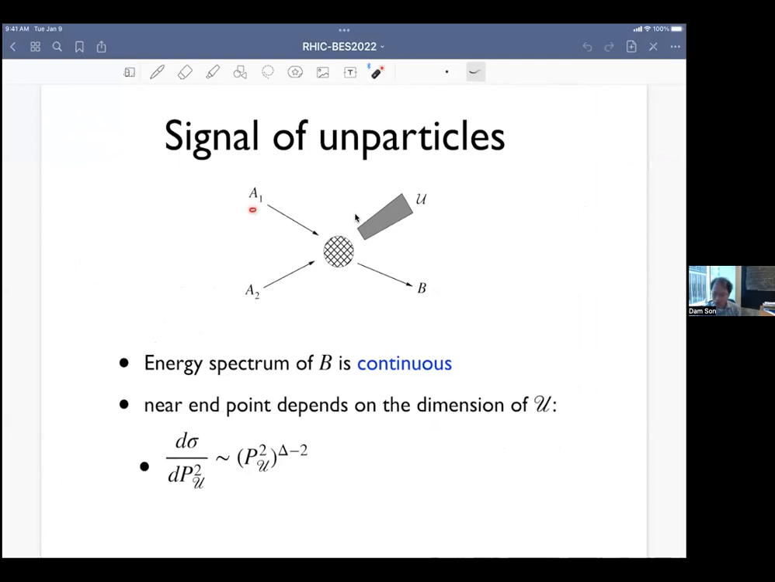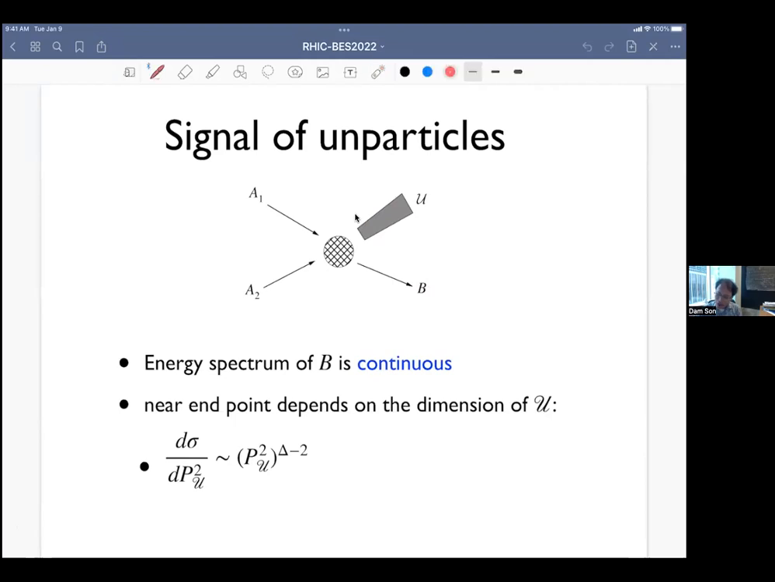For example, we can take two particles, A1 and A2, collide them together, and let's imagine that it becomes one particle B and an object that is an unparticle U. So this object U is some kind of fuzzy object whose energy is not fixed when the momentum of U is fixed. So energy-momentum conservation does not fix the energy spectrum of the final particles. Unlike the case when both U and B are usual particles, the energy spectrum of B is now continuous.